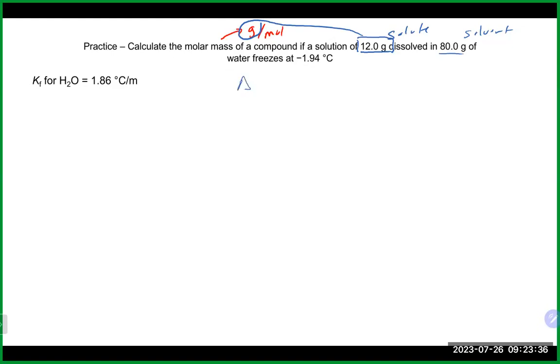So in this case, if we do our freezing point equation, we have Kf times our molality. Now, we do have the Kf because we know that the solvent here is water, so we can look that up, which is what this number is for. We do have that the solution freezes at minus 1.94. Now, you may be tempted to think that that is the change in freezing point temperature, and it is not. That is actually where the solution freezes. And the reason this is important is you'll have some negative action going on there that you probably don't want.